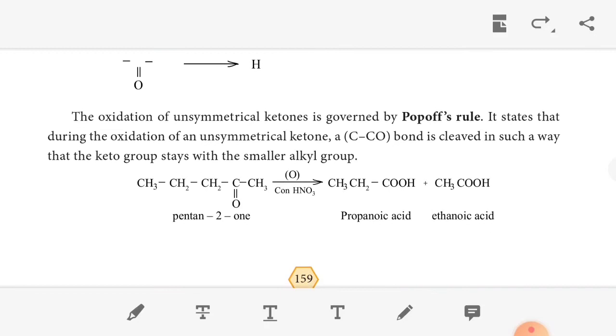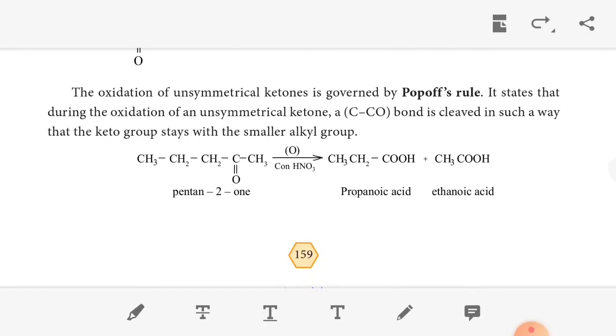Okay, the next one, the oxidation of unsymmetrical ketones is governed by Popoff's rule. It states that during the oxidation of an unsymmetrical ketone, the CO bond is cleaved in such a way that the keto group stays with the smaller alkyl group. So this is an example. Pentan-2-one oxidation is carried out. We get propanoic acid plus ethanoic acid. This is called Popoff's rule.